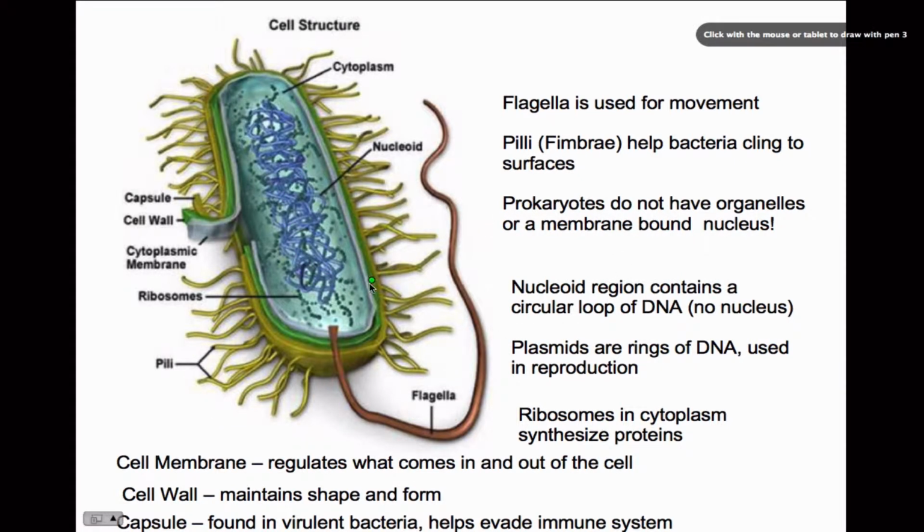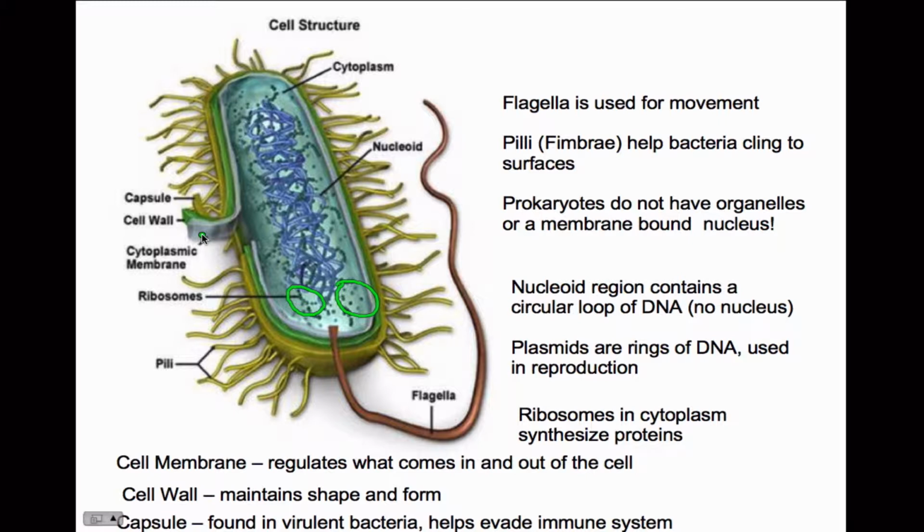And then it does have ribosomes. So you see these little dots right there? Those are ribosomes, and they do the same thing as what eukaryote cells do. They produce the proteins. Now, the bacteria has a cell membrane, and it regulates what comes in and out of the cell, just like you would see in a eukaryote cell.